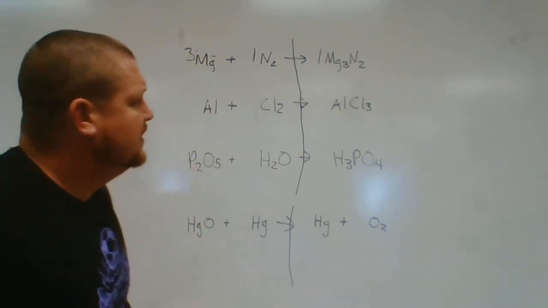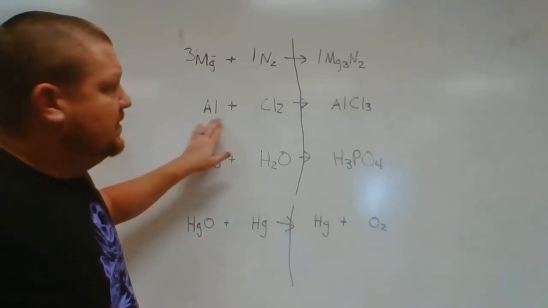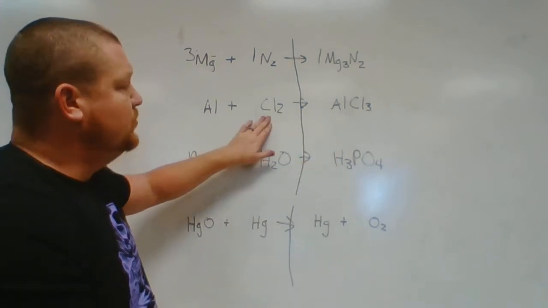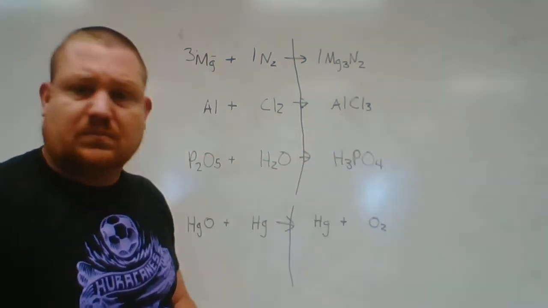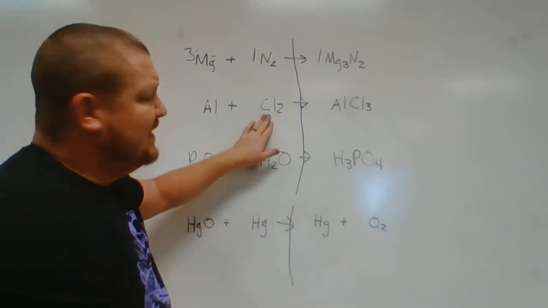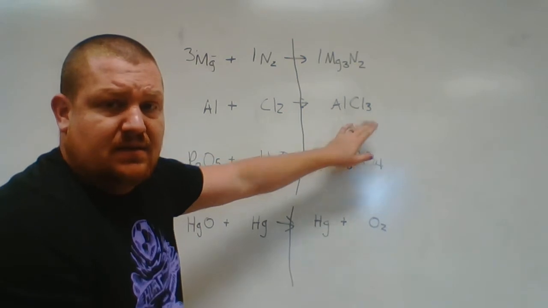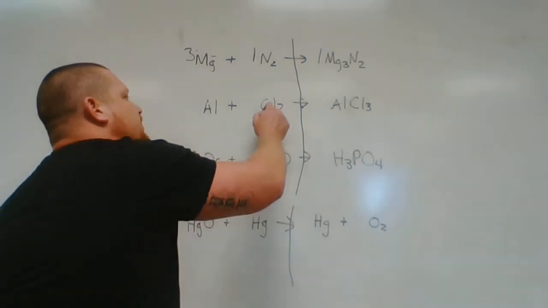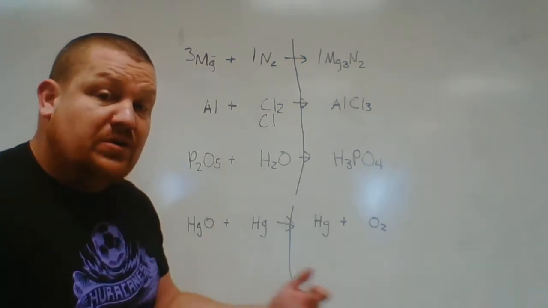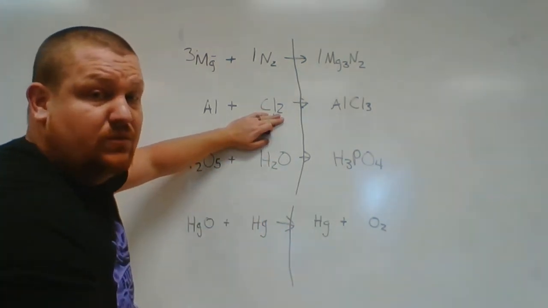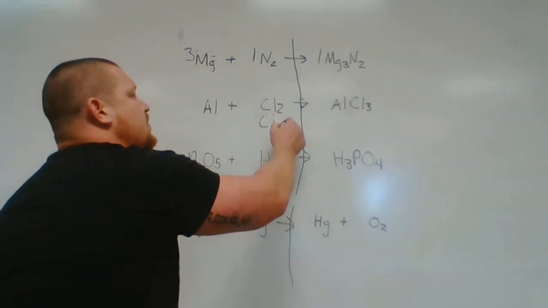Moving on to the next one. 1 aluminum, 1 aluminum. This is balanced. This is good. We don't have to do anything. 2 chlorines, 3 chlorines. This does not balance, so we must change. I have fewer chlorines here than I do over there, right? So I need more, okay? I cannot just add 1 chlorine. This does not exist as 1 chlorine. That exists as 2 chlorines. So I must add 1 Cl2.